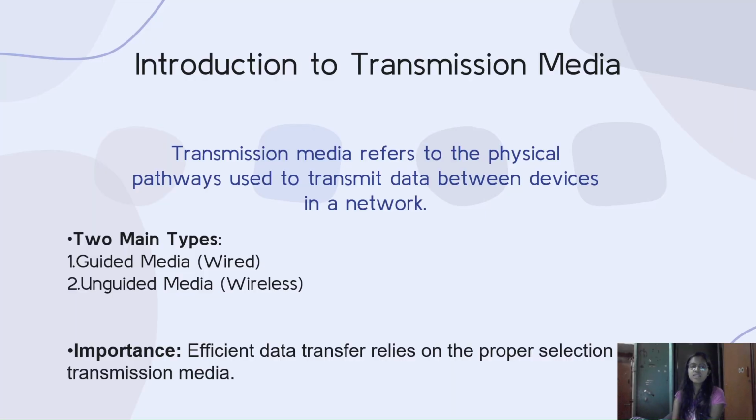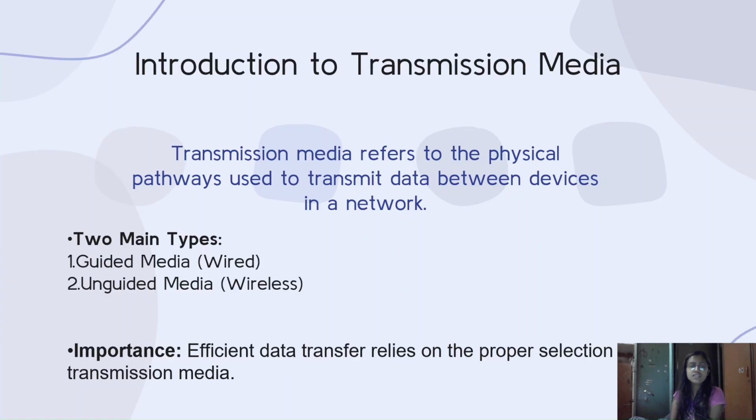So, the first one is the introduction to transmission media. We all know transmission media refers to the physical pathways we use to transmit the data from one device to another in a network. However, guided and unguided media are the two types of transmission media, wherein guided means that we use wired networks and unguided means we use wireless networks.